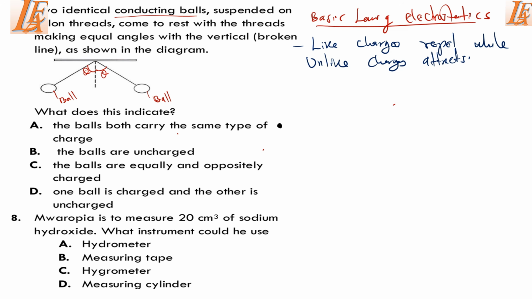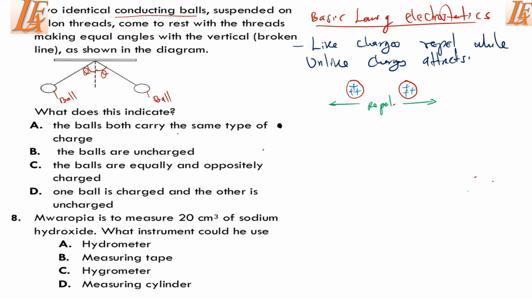So in this case it means if you have a ball here and another ball here, and these two balls are likely charged, like in this case they are positively charged like that. In this case, according to the law, they will repel, they will move away. This is what we call repelling.